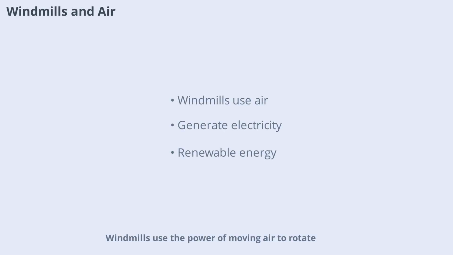Windmills use the power of moving air to rotate. They are used to draw water from tube wells, run flour mills, and generate electricity. The wind's energy is harnessed for practical purposes, showing how air can be used to benefit society. Windmills are a great example of renewable energy powered by air.